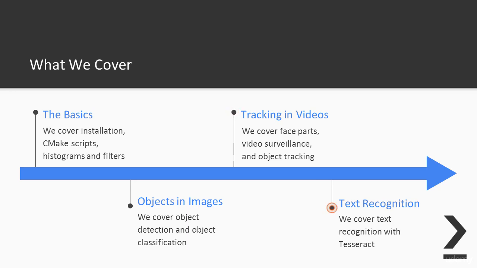In the final module, text recognition, we cover text segmentation algorithms for text recognition and learn how to use the Tesseract OCR engine for text recognition. We finish the course with a brief introduction to machine learning with OpenCV.